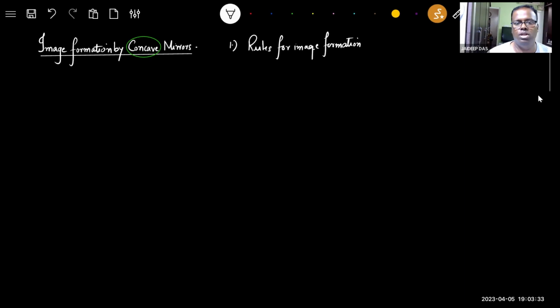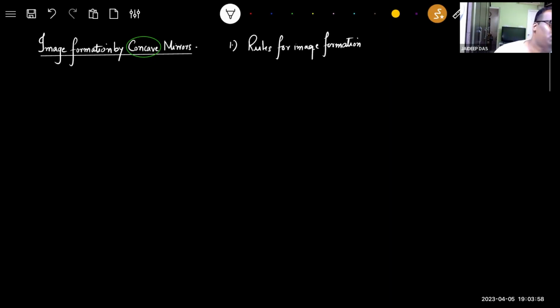So the rule is a ray of light which is parallel to the principal axis will pass through the focus after reflection. A ray of light which is passing through the focus becomes parallel to the principal axis. A ray of light which passes through the center of curvature comes back in the same path, and a ray of light that makes an angle of incidence at the pole gets reflected back with the same angle of reflection. These are the four rules.